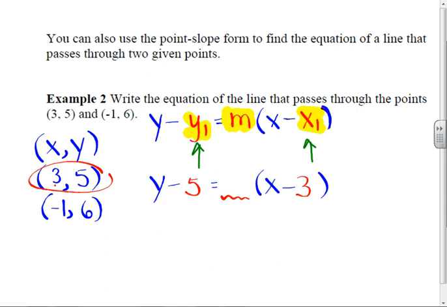Slope is always a number because it measures how steep the line is.